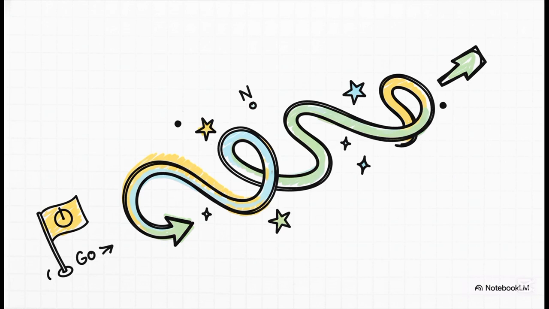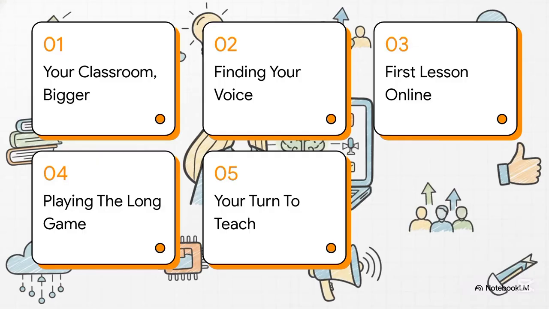I've got a very clear plan for us, a step-by-step guide to take you through the whole process. So just relax and follow me. Okay, so here's our roadmap. First, we'll talk about your classroom, but bigger. Then we'll figure out how you can find your own online voice. After that, we'll plan your very first lesson online. Then we'll discuss playing the long game for real success. And finally, it'll be your turn to teach.